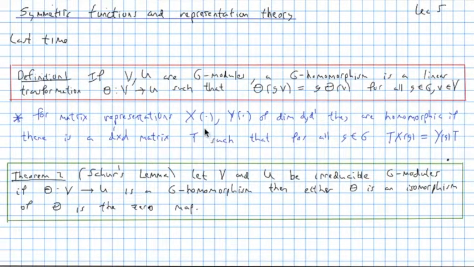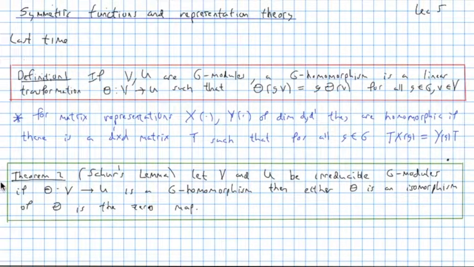So in terms of matrix representations, let's remember what that means. If we have two matrix representations X and Y of dimensions d and d prime, they're homomorphic if there is a d prime by d matrix T, such that for all elements in the group, T times the matrix X(g) is the same as the product of the matrix Y(g) times T.